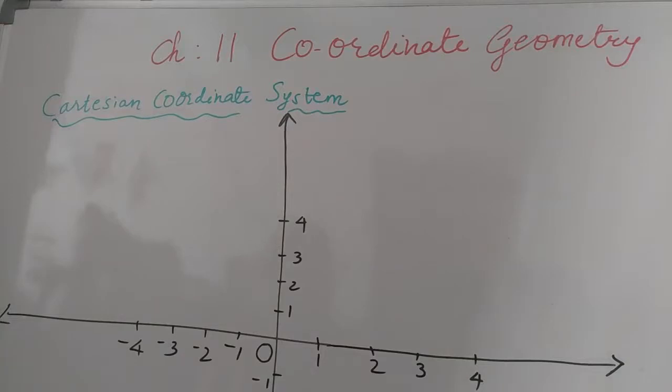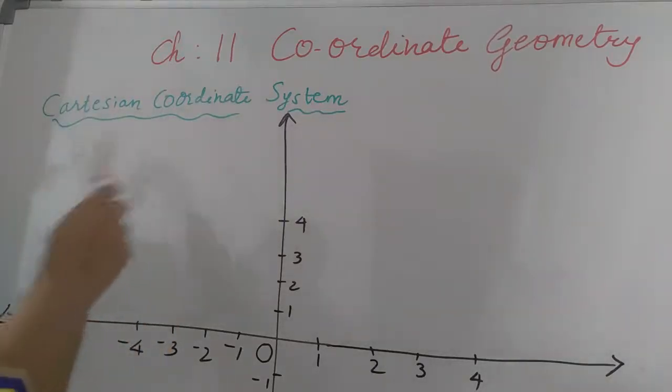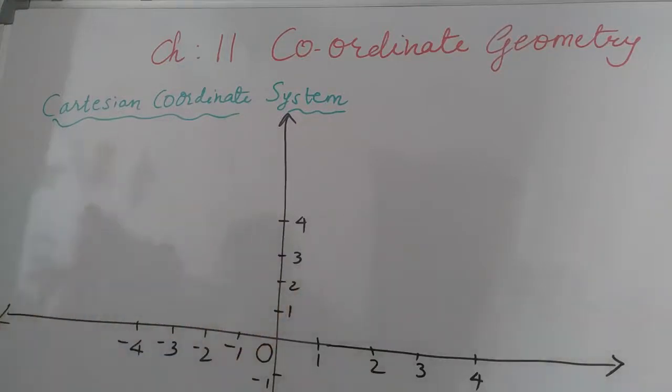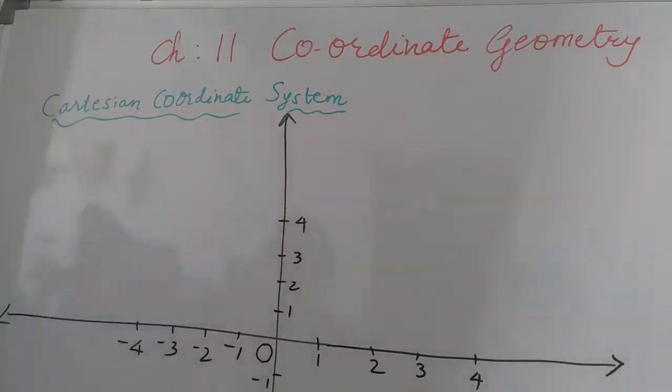Chapter 11, Coordinate Geometry. Students, today I will explain the concepts we have already studied in standard 9th. So today we are going to study the Cartesian coordinate system. There are two types of coordinate system: one is the Cartesian coordinate system and the other is the polar coordinate system. But today I am going to explain the Cartesian coordinate system. This name Cartesian is from the great mathematician Rene Descartes. From his name only, this Cartesian coordinate system is named.